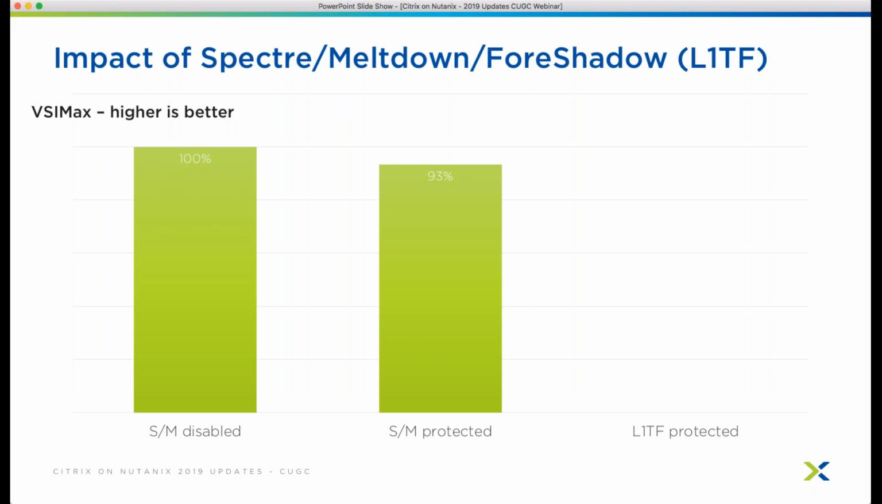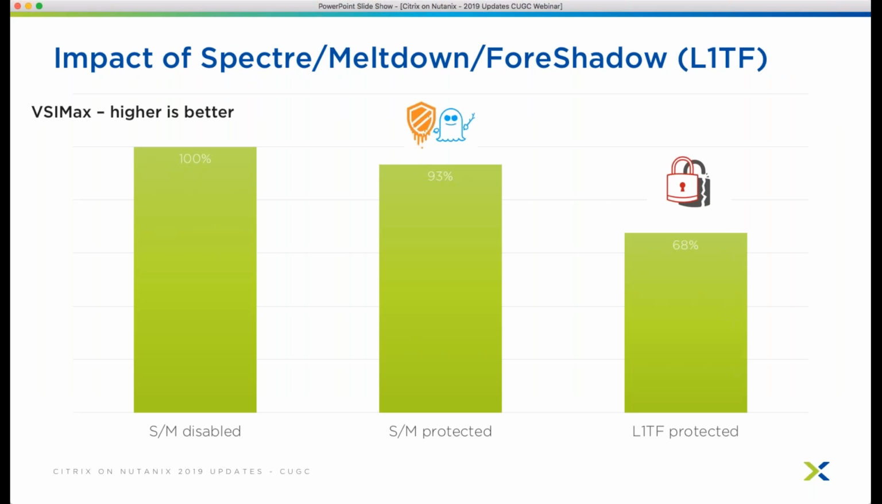So when we looked at testing this, we saw what happens here with our Login VSI max. When we don't have any mitigations enabled, so they're all disabled right now, we're at okay performance. When we do the Spectre Meltdown protection, we drop about 7%, and then when we do the L1TF, we drop just over 30%. The reason is that with L1TF, the Foreshadow stuff, we are basically turning off hyperthreading, so we're using all real cores in that scenario. Again, this is VSI max, so higher is better.